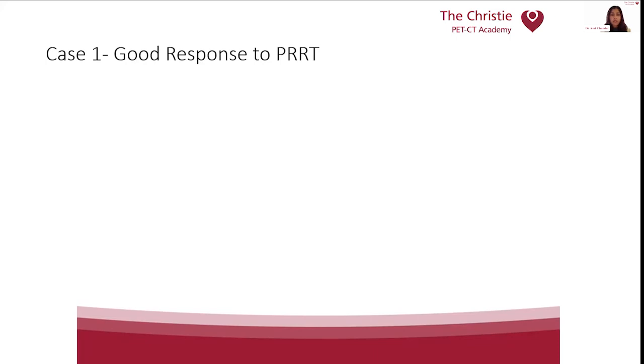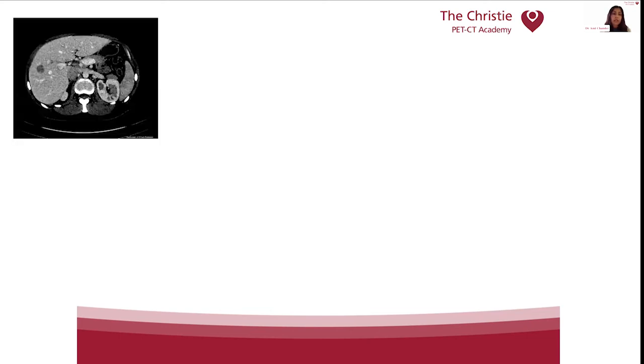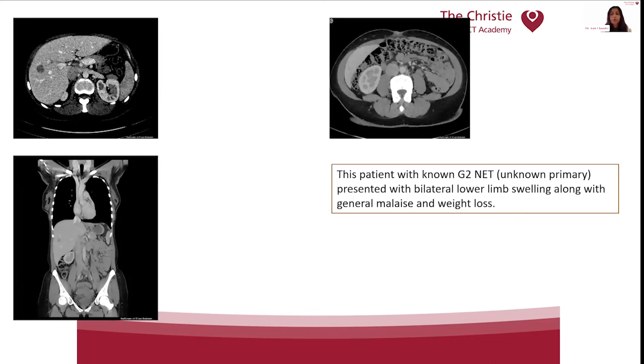So moving on to the more imaging based cases. The first case is going to show a good response to PRRT. So this is a lady who was known to have grade 2 NET of an unknown primary, and she presented with bilateral lower limb swelling along with more general symptoms of tiredness and weight loss. And her CT showed a hypodense lesion within the liver, which was suspicious of a liver metastasis. And there was also this abnormal expansion of the IVC, and the coronal scan shows that quite nicely as well. And then this low attenuation thrombus going down into the common iliacs.